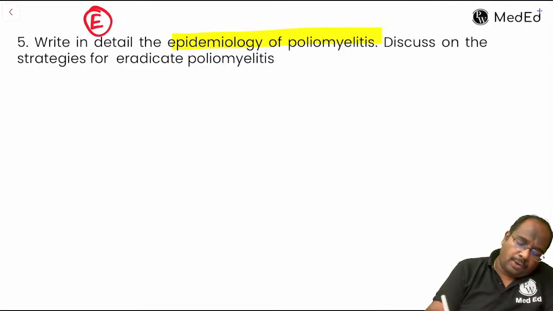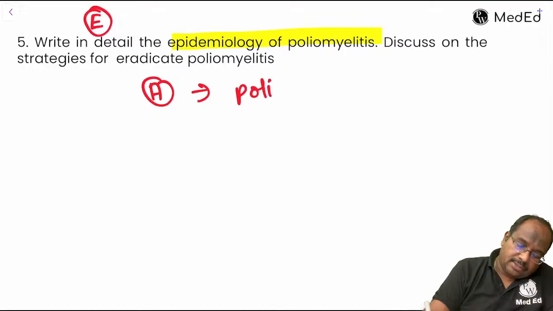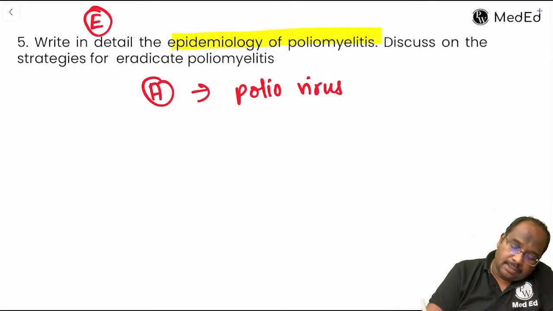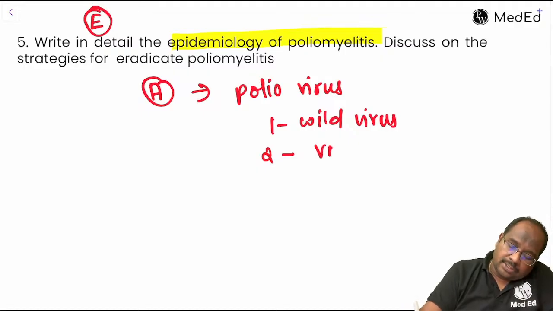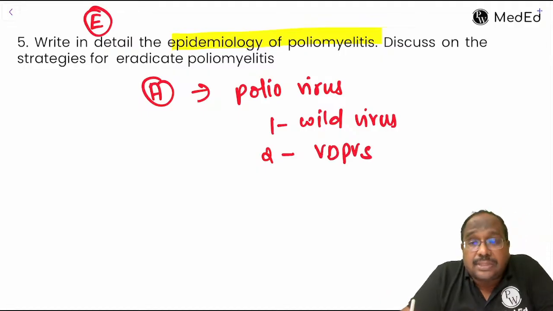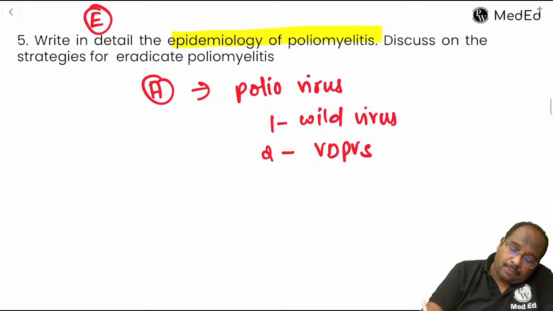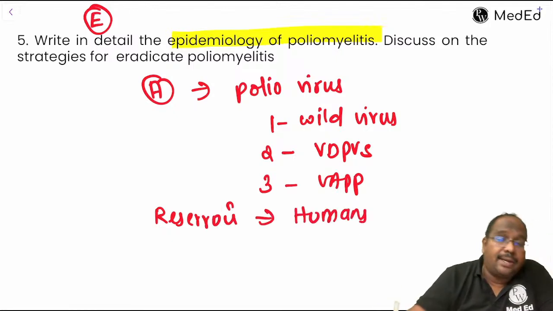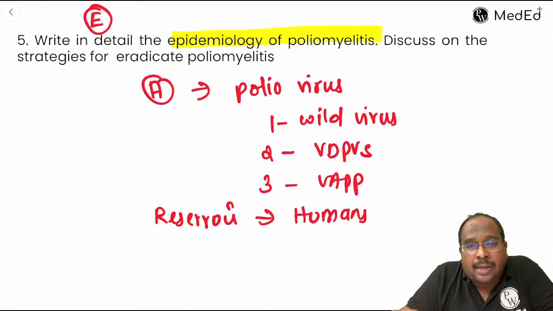So look here, polio. The agent is poliovirus, guys. How many serotypes are there? The first one is associated with wild virus. Type 2 causes VDPVs, and can cause a condition called vaccine derived poliovirus. The main reservoir for this condition is humans. It does not occur in animals.